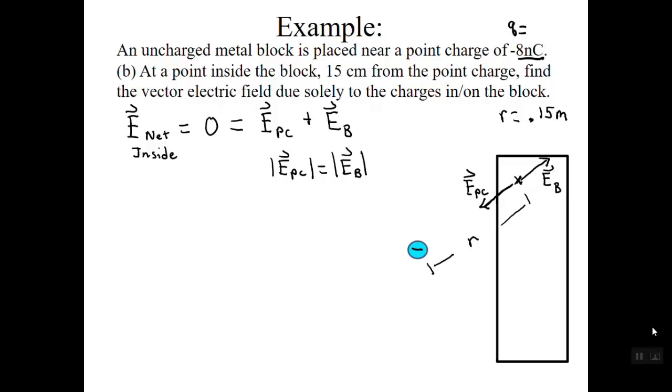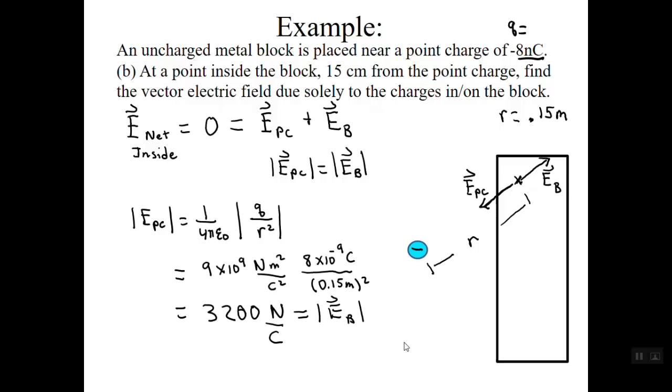So let's go ahead and calculate that. We simply need to use our point charge formula, where everything is known in this problem. The magnitude of the charge Q, the distance between the point charge and the observation location marked by an X, and the constant 1 over 4 pi epsilon naught. So we can calculate that and find that the magnitude of the electric field due to charges solely on the block is 3,200 newtons per coulomb, where once again the direction of that electric field due to charges on the block points directly away from the point charge.